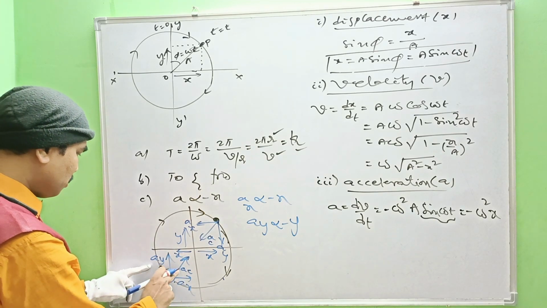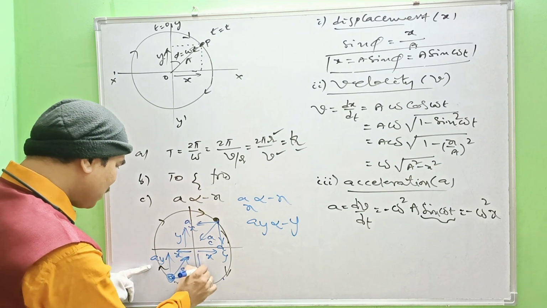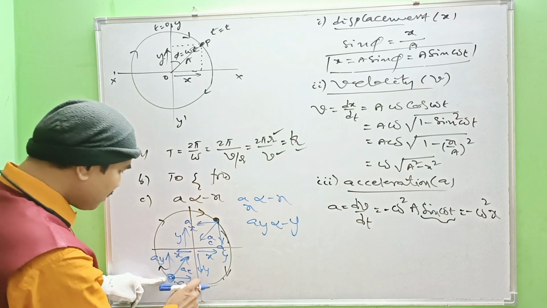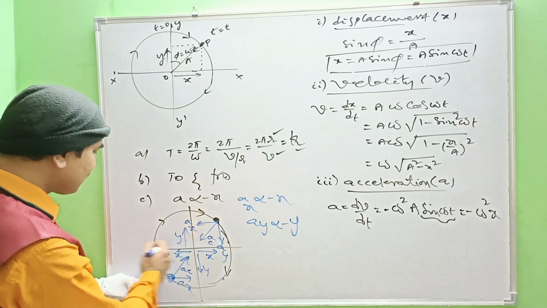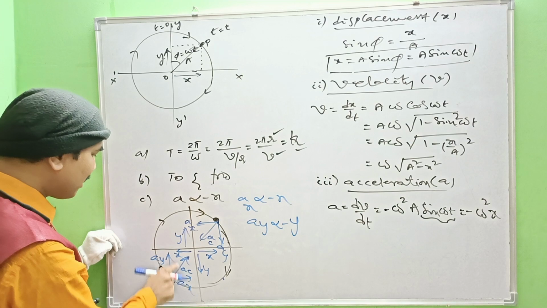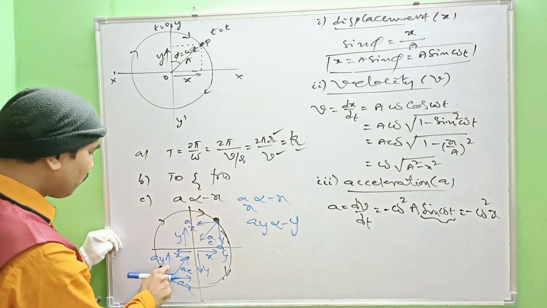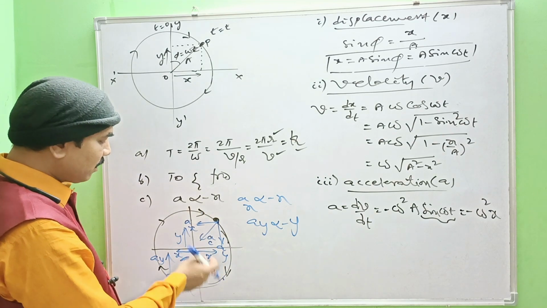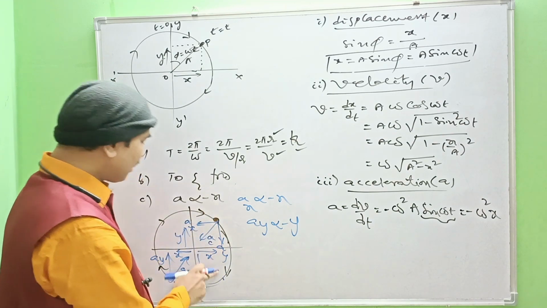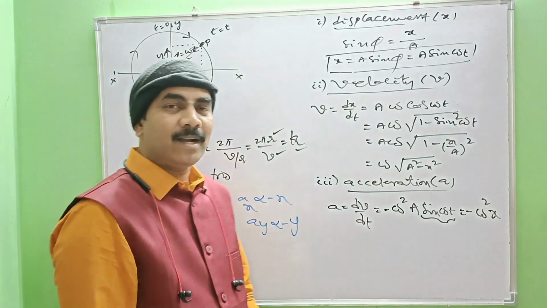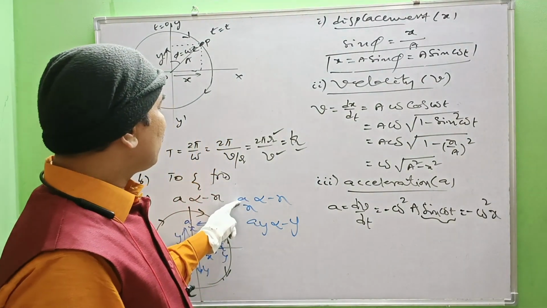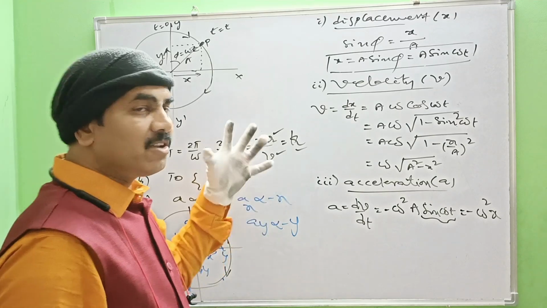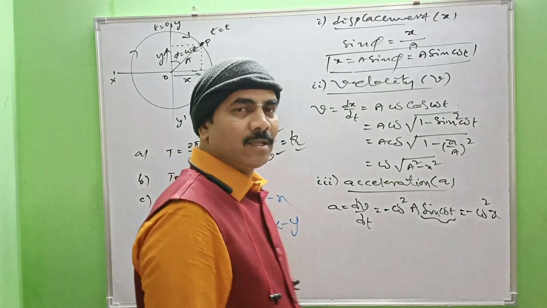Similarly, along the y-axis, this is the displacement. When the particle lies somewhere here, displacement along the y-axis is downwards and displacement along the x-axis is leftwards. So x and ax are directed opposite, and y and ay are also directed opposite. In the same way, we can find the same situation in the fourth and second quadrants also, right? So that's how acceleration is directly proportional to displacement and directed opposite to it. So these are the conditions.